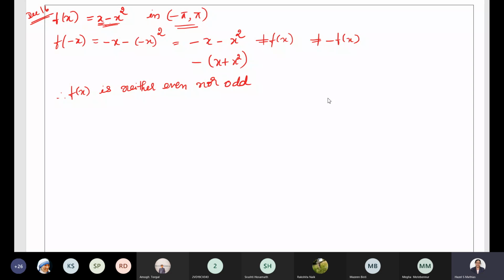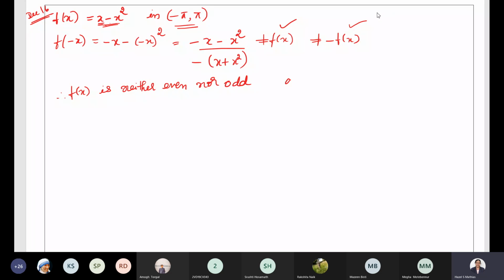What did we do? We replaced x by minus x. Is it clear everybody? Yes, ma'am. So we have replaced x by minus x. We got minus x minus x whole square. So it is minus x square, which is not same as f of x because f of x is x minus x square, which is not same as minus of f of x also because if I take minus outside it will be x plus x square. So which is neither even nor odd.